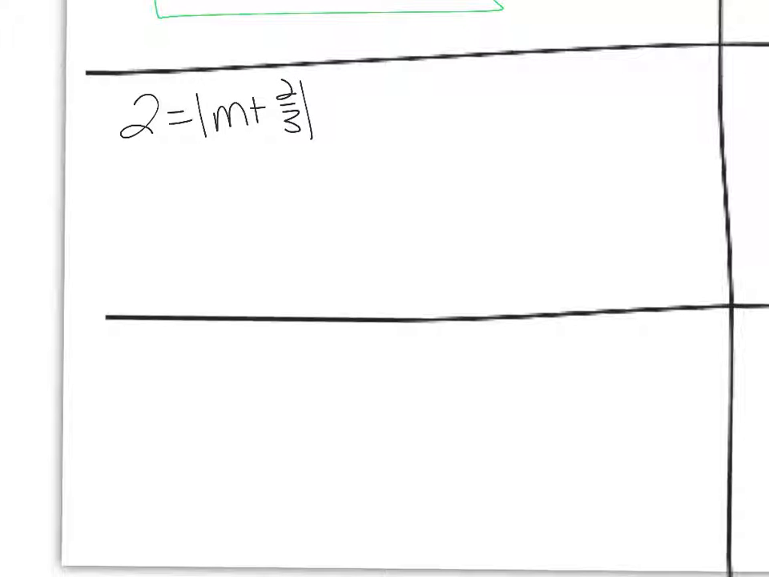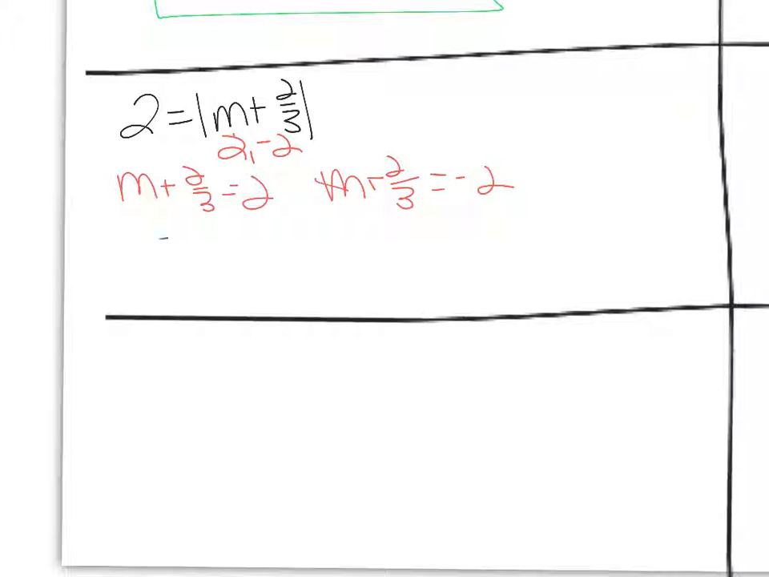Okay, so my absolute value is isolated. This tells me that whatever's inside here has an absolute value of 2. And we know that the two numbers that have an absolute value of 2 are 2 and negative 2. So this tells me that m plus 2/3 could equal 2, or m plus 2/3 could equal negative 2. So there's my two equations.